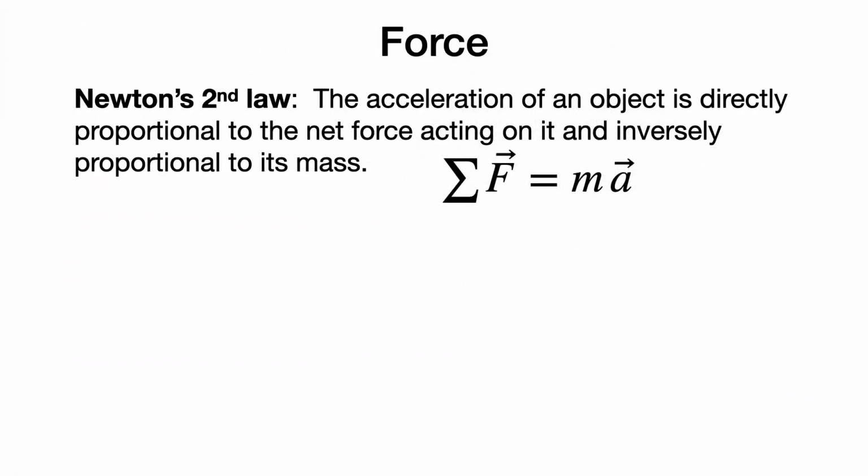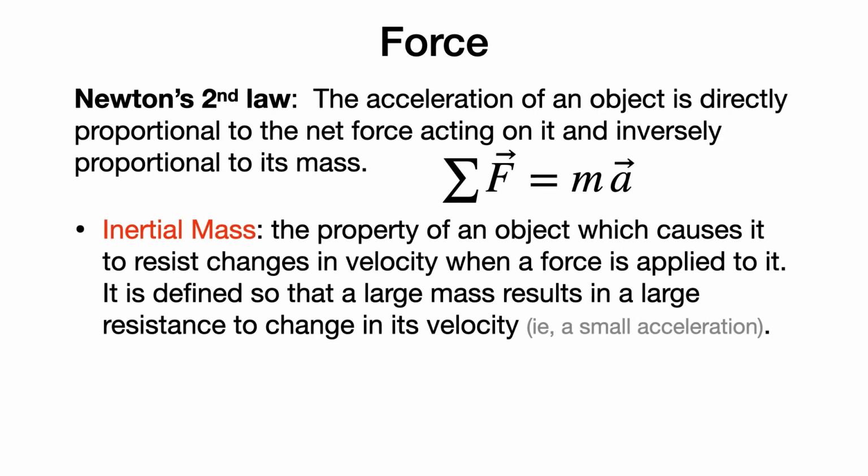Newton's second law is that the acceleration of an object is directly proportional to the net force acting on it and inversely proportional to its mass. This is embodied in the equation that the sum of all the forces is equal to mass times acceleration. Now, many people think that Newton's first law and Newton's second law are really saying the same thing because Newton's second law is saying that accelerations must be caused by forces. But really, Newton's second law is saying one more additional thing that's very important, and that's about the mass.